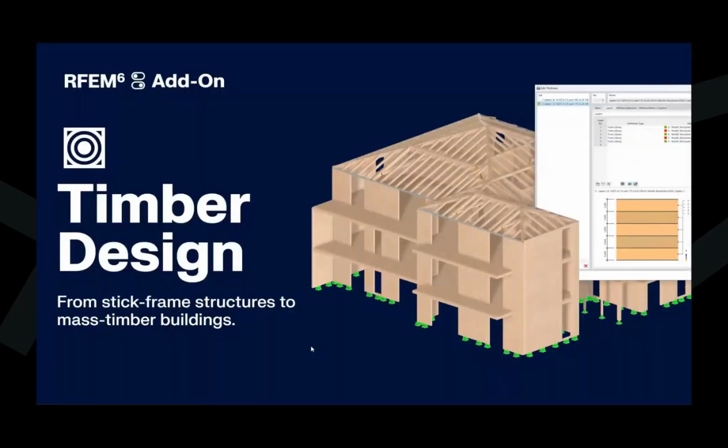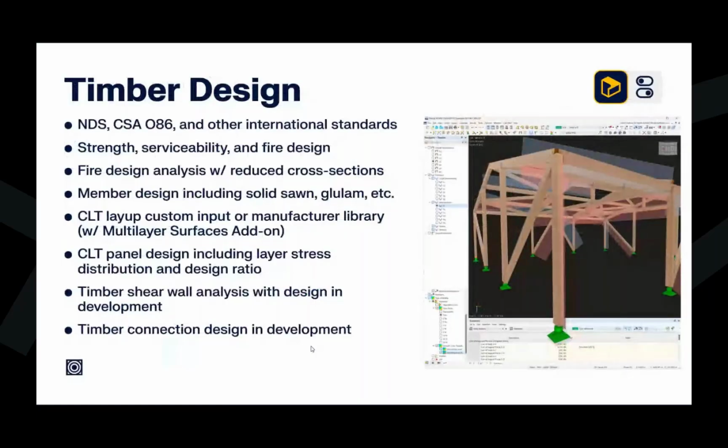So now we have timber design. We're moving a little bit more into the capabilities that are not available in all structural analysis programs. We have the ability to design everything from stick frame structures clear up to multi-level mass timber structures. The NDS and CSA O86 are included, as well as any other standard that we offer, where we will carry out the full strength, serviceability, and fire design of both members and CLT surfaces.